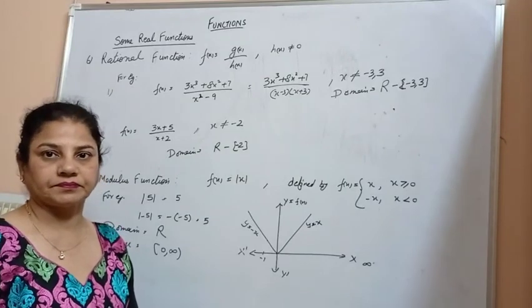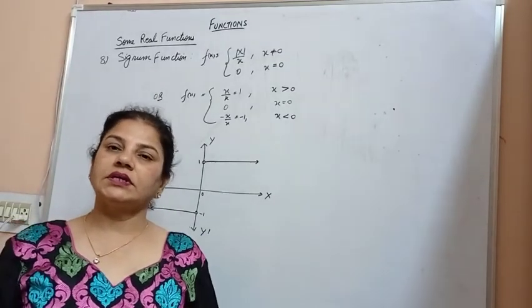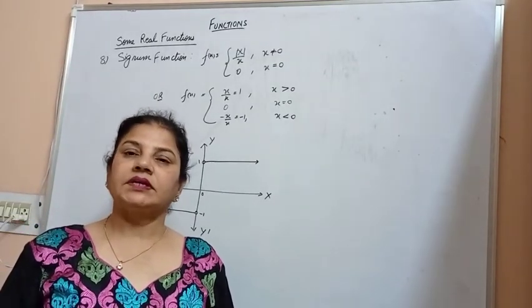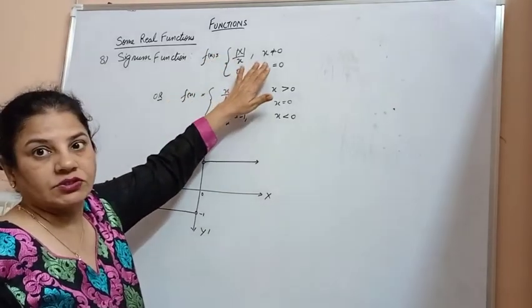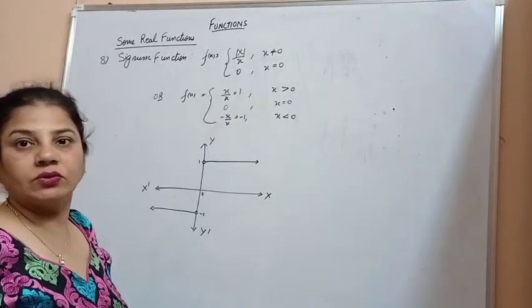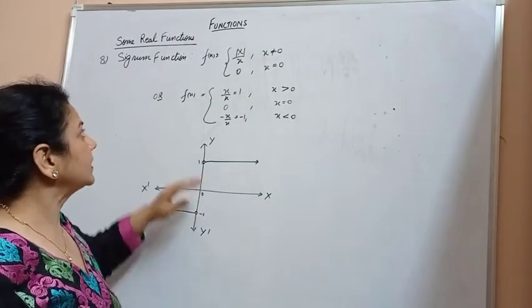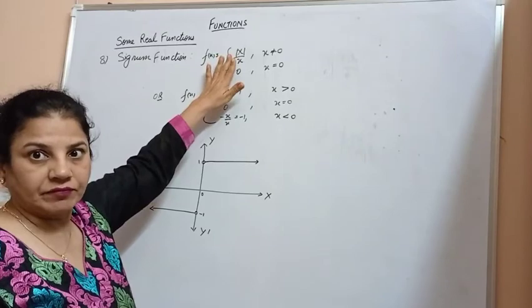Signum function. Signum function is defined as f(x) is equal to mod x upon x when x is not equal to 0, and 0 when x is equal to 0. Since it's again a modulus function, we have to define it piecewise.